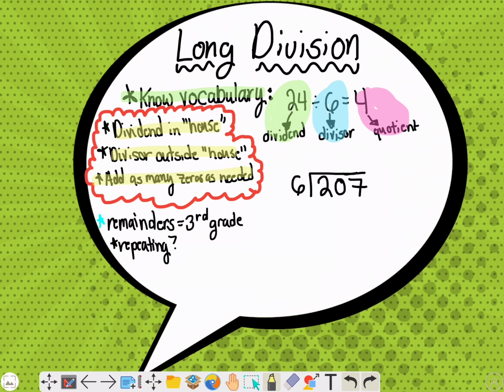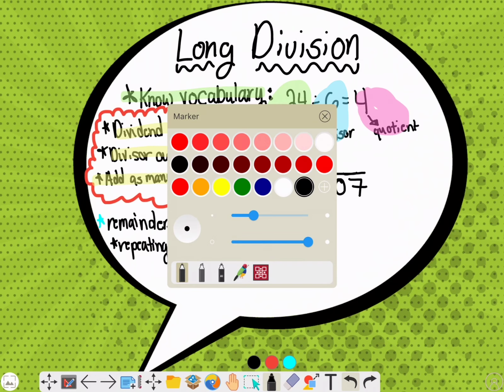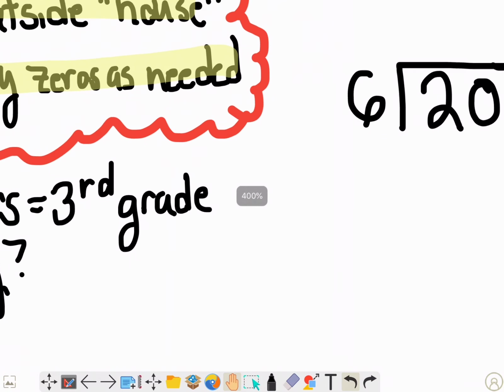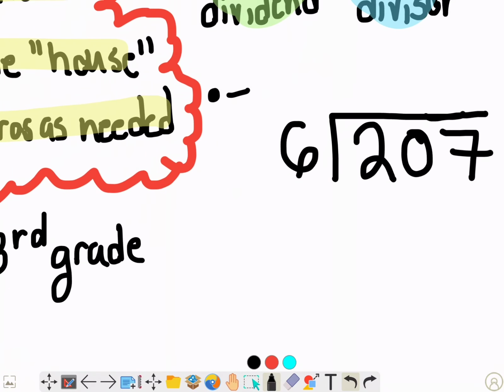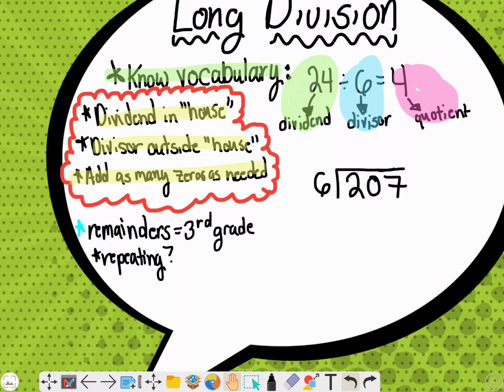zeros as you need. Now, most of the time, they're going to stop at the hundredths place, which means if it's a decimal, it's going to stop at the decimal, place value, place value, place value. And you can add as many zeros as need be, but you can add zeros until the end of time. Now, whenever you're doing long division, usually remainders stop in about the third grade. They might use them with fractions some, but usually remainders stop in third grade. And we're going to discuss in a later video repeating decimals or repeating answers in a quotient.